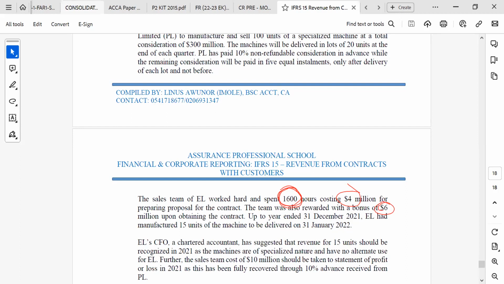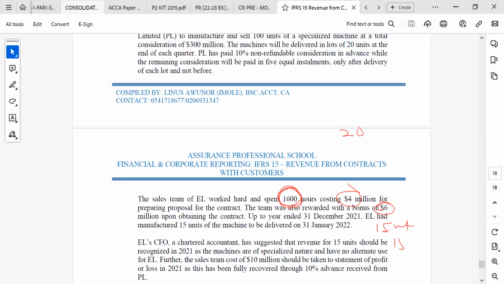But how do we do it? It will be amortized over the contract life, or in a manner in which the goods will be delivered. So you see that we are delivering 20 every quarter. So right now we are recognizing revenue for 15 units.